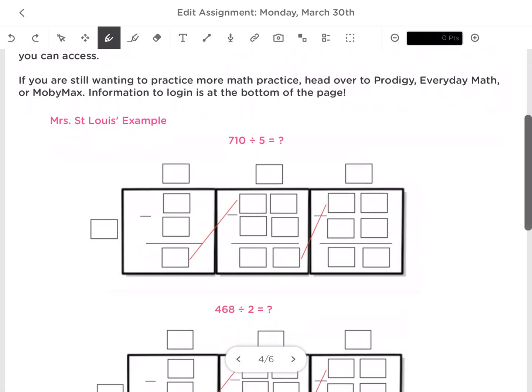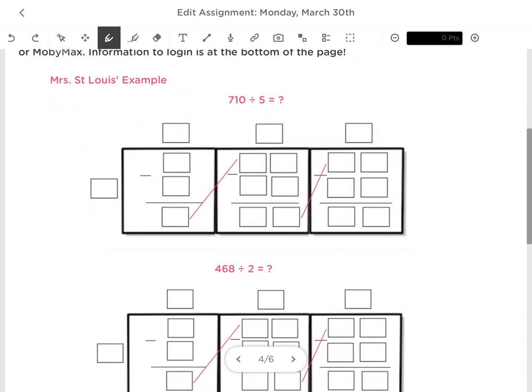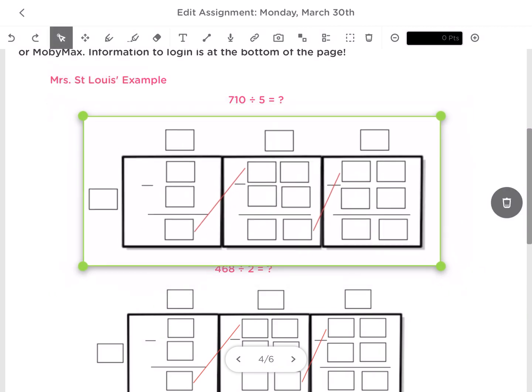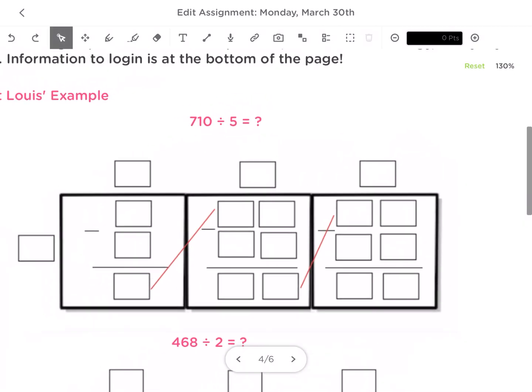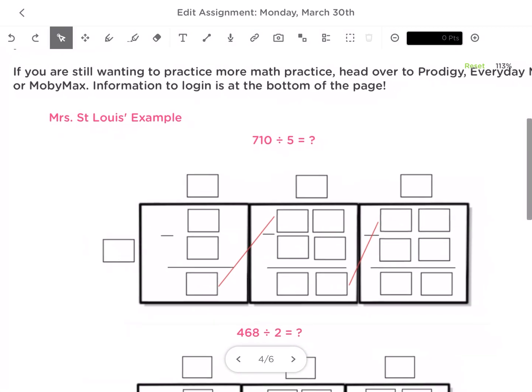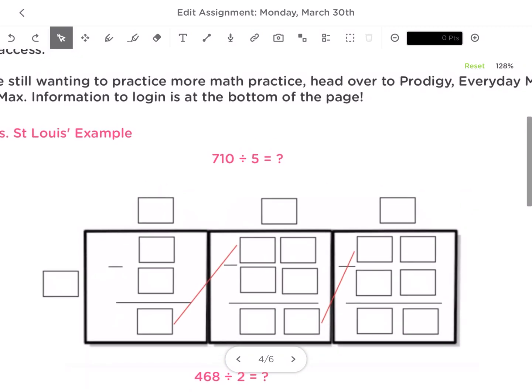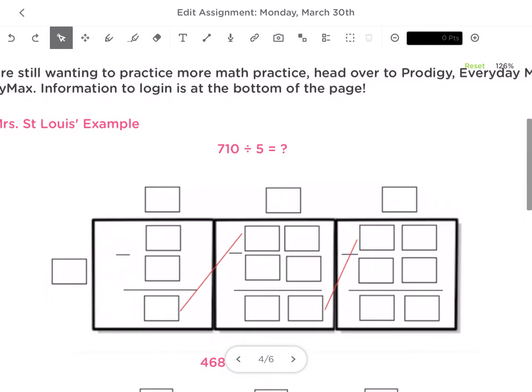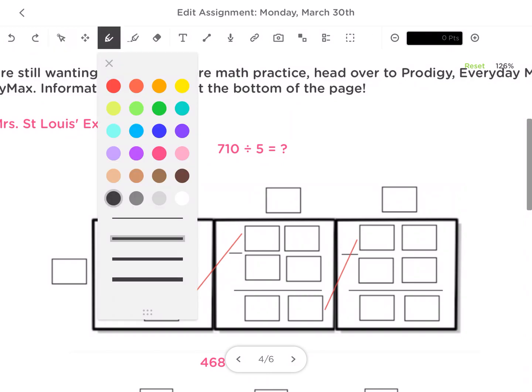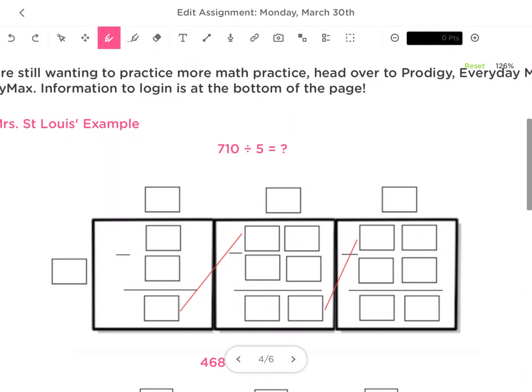So we are going to do this first problem here. We are going to do 710 divided by 5. This is going to be my example for today. How we start off is that we are going to plug it in first. What we're dividing by is going to go off to the side here. So we're dividing by 5, okay? And then you're going to put 710.